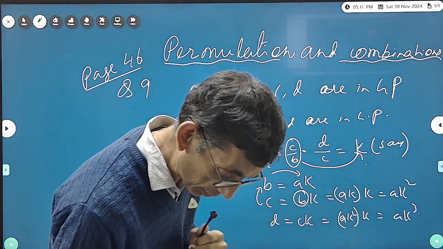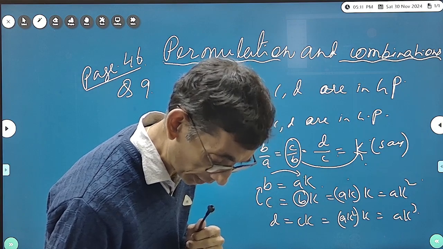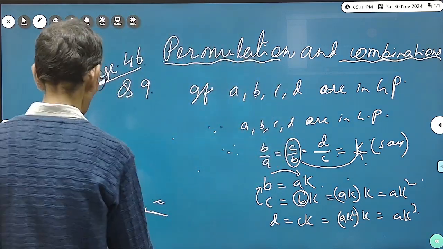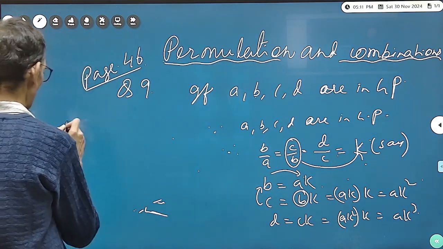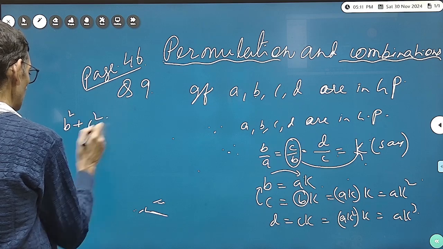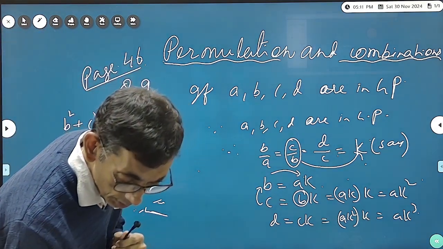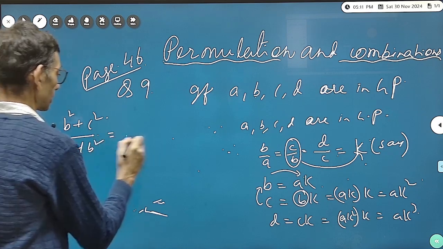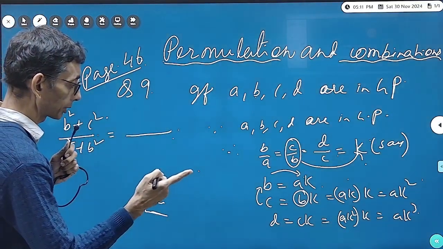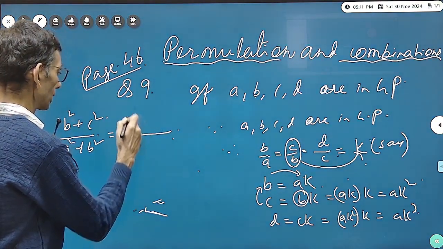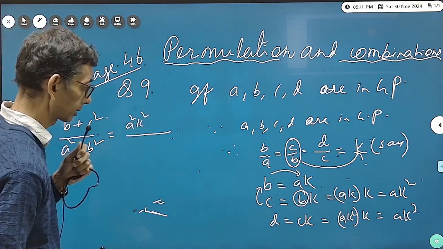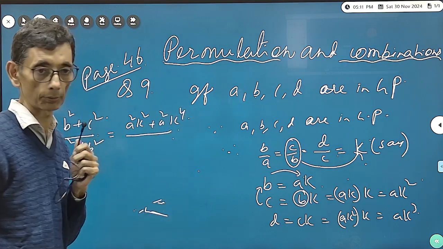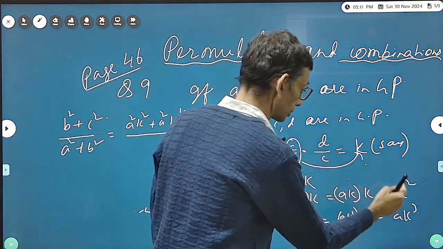A square plus B square plus C square plus D square. So that you need to check. Option 1, one by one you have to check. B square plus C square divided by A square plus B square, second term by first term. What is B value? AK, so B square will be A square K square. C value is AK square, so C square will be A square K to the power 4.